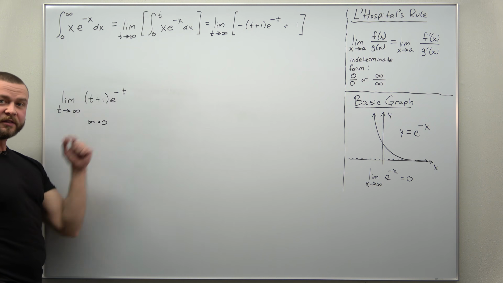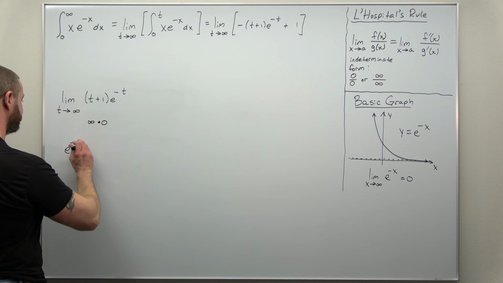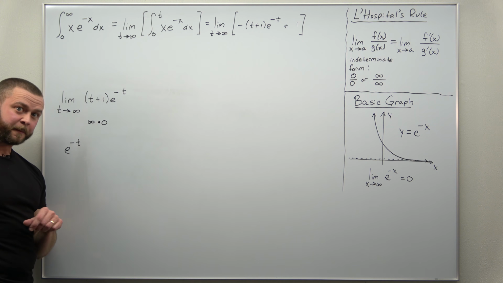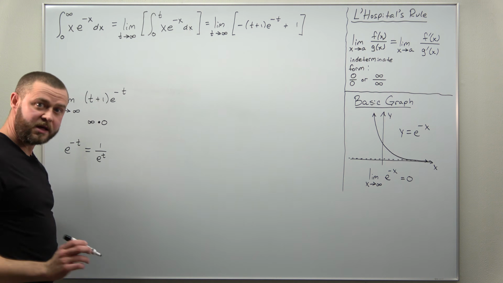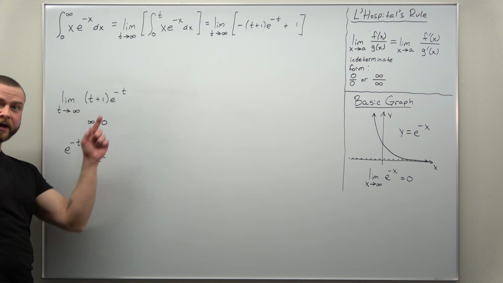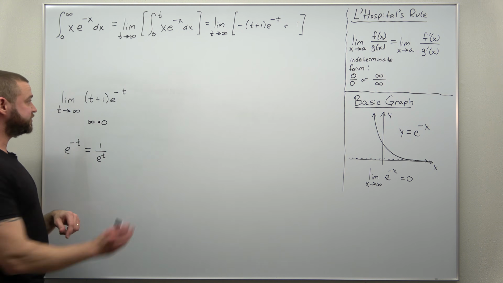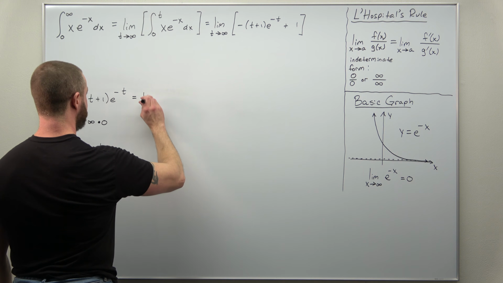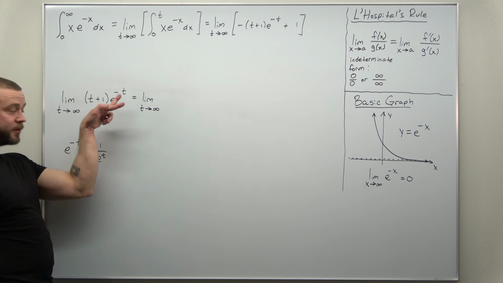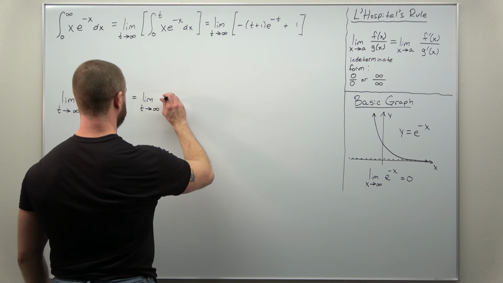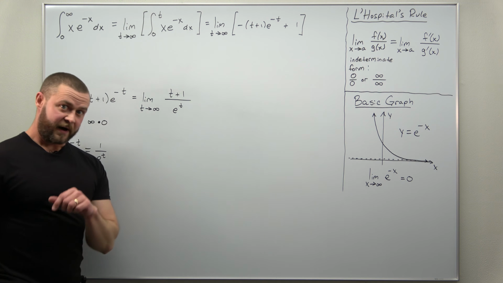So we're going to have to rewrite this function, but fortunately, this is really easy. We can take e to the negative t, which has a negative exponent, and we can just flip that. This is the same thing as 1 over e to the t, and that's going to make rewriting this as a fraction, a function divided by another, very simple. So we are not applying L'Hopital's rule yet. We're just taking a limit of the function in a rewritten form. Now we're rewriting it as t plus 1 divided by e to the t.